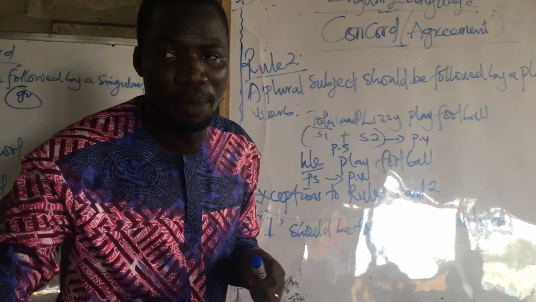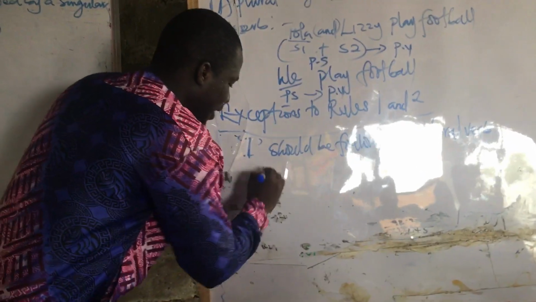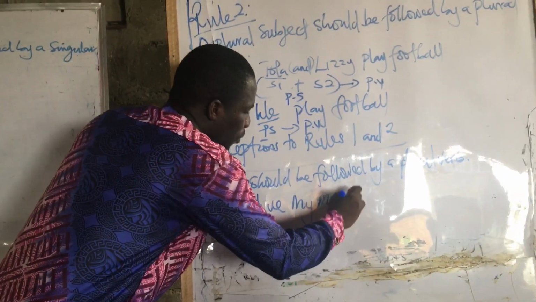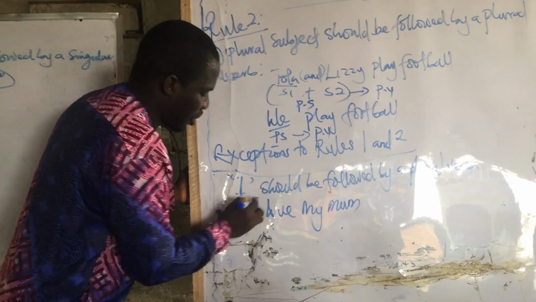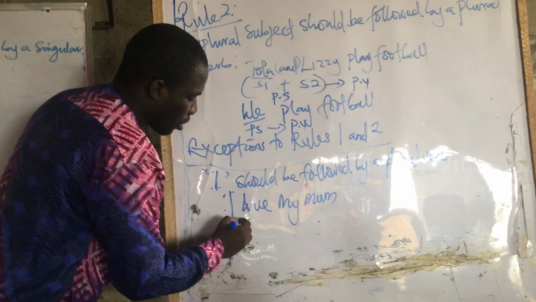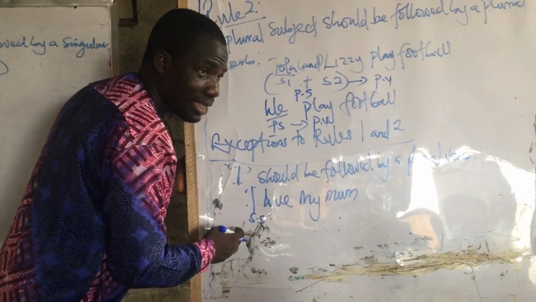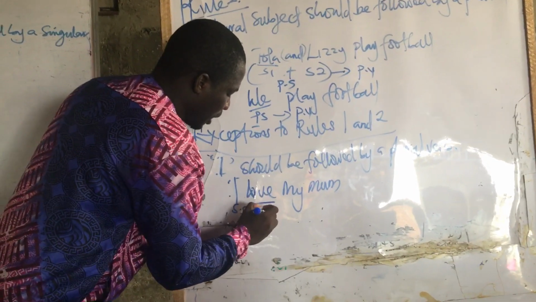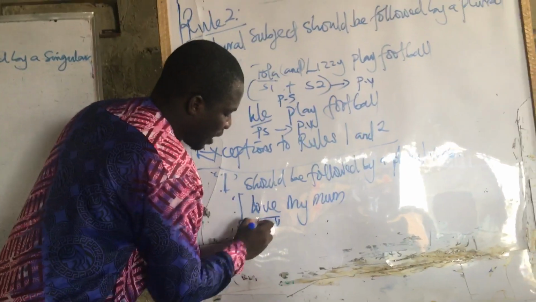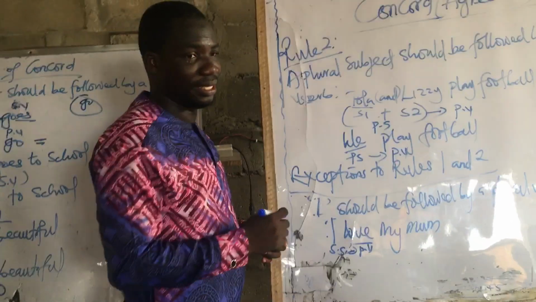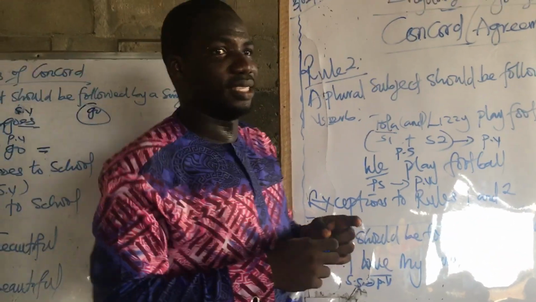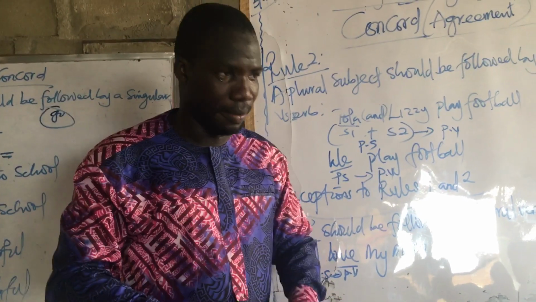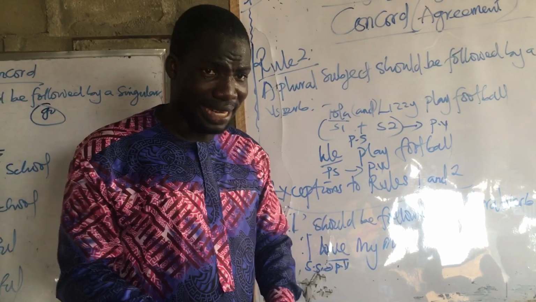I love my mom. That's correct. In this case, I here is what? A singular subject, right? Just an individual. But here, love is what? A plural verb. Do you get that? So in this case, it is a singular subject being followed by a plural verb. Is that clear?